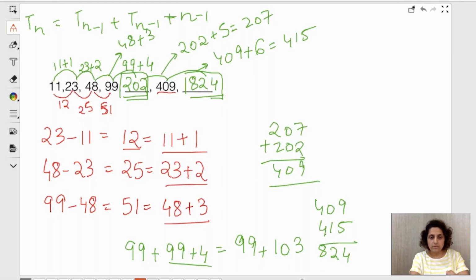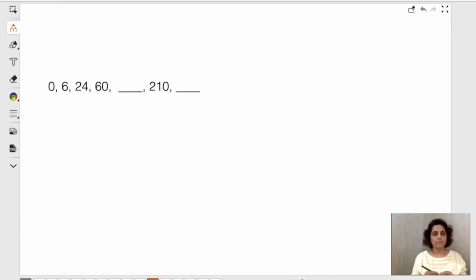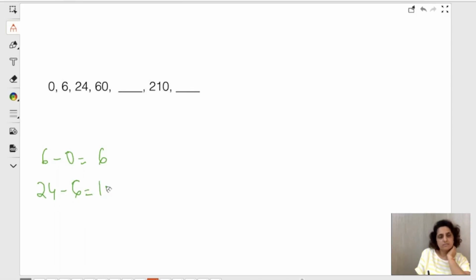So let's look at the next sum now. The next sum is 0, 6, 24, 60, 210 and this term. Let's see if the difference between the terms is of any use here. 6 minus 0 gives 6. 24 minus 6 is 18. Then 60 minus 24 is 36.